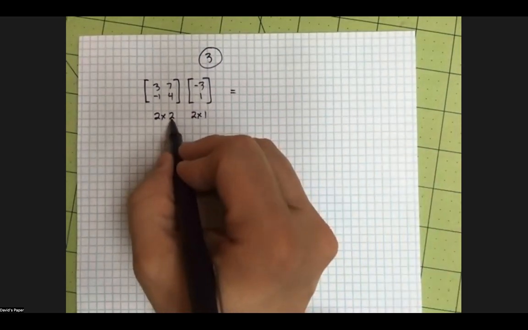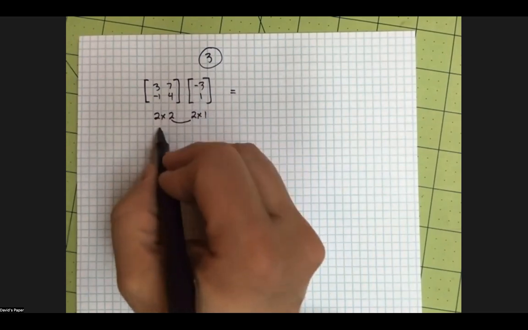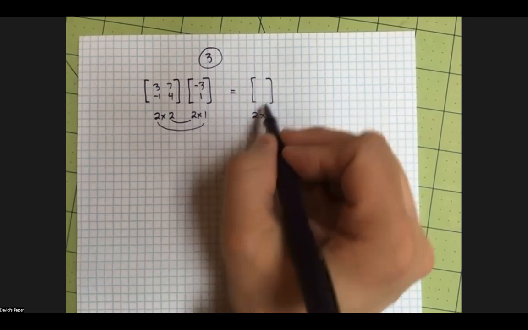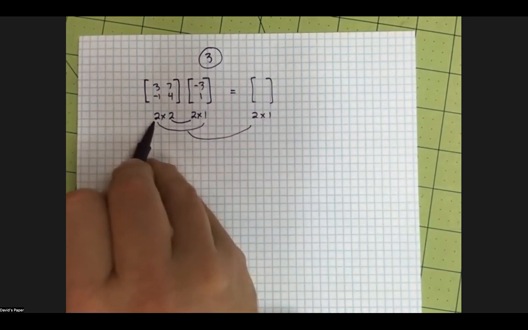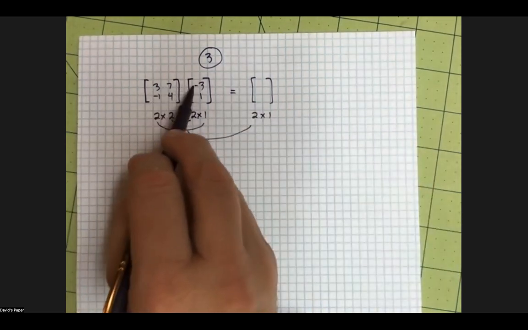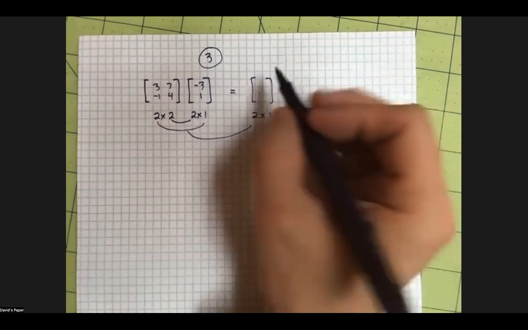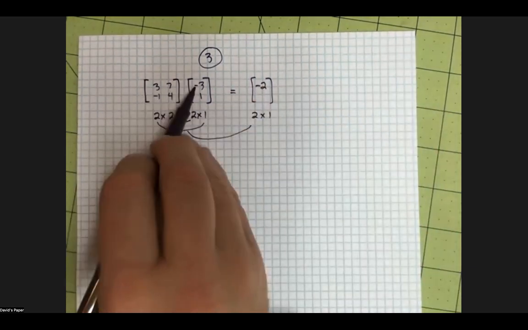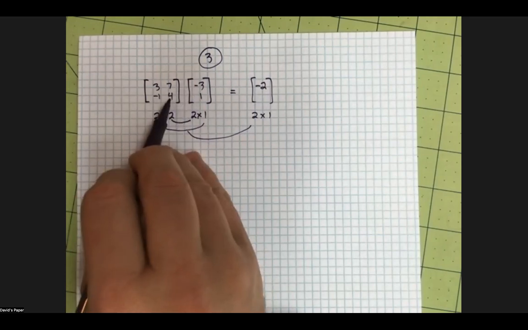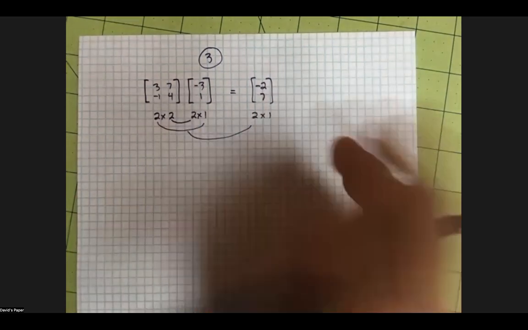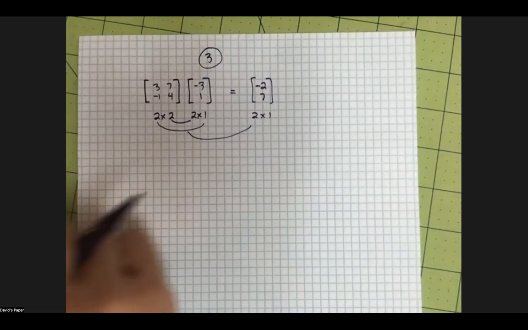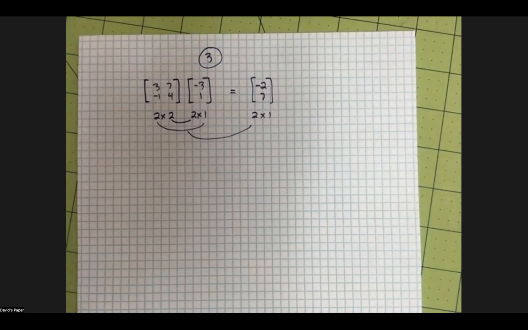Then I know the answer is legal. I know I'm allowed to multiply, and I even know that the answer is 2 by 1. Because the answer is the number of rows here and the number of columns here. So now I multiply. I take 3, 7 dotted with -3, 1, and that's -9 plus 7, which is -2. Then I take -1, 4 dotted with -3, 1: -1 times -3 is 3, 3 plus 4 is 7. If you can learn to do that much multiplication, then you know everything we need to do with matrices in this class.